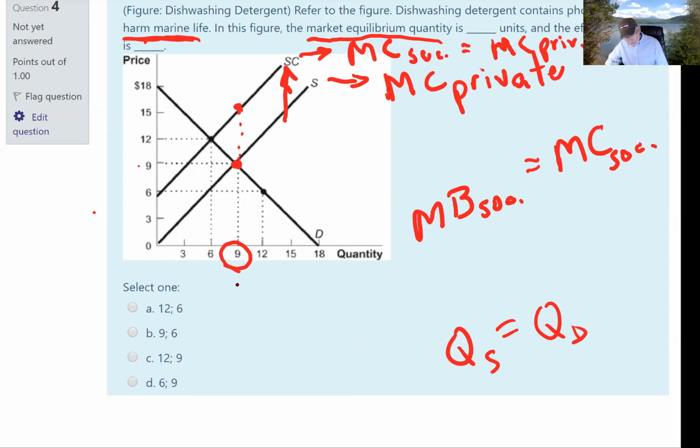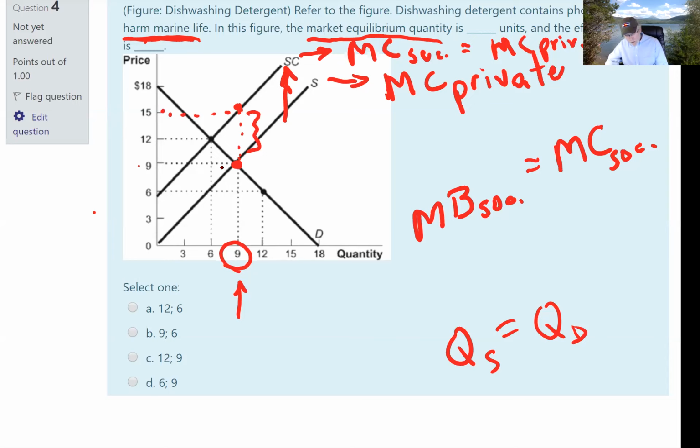Or another way to state this, that 9th unit, what is the benefit of that last unit to consumers? Well, it's $9. What is the cost of producing that 9th unit? Well, the cost to the producer is $9, but then there is this external cost. And it looks like that external cost is about $6. So that would indicate that the cost of producing that last unit was actually $15 when we take the externality into account.